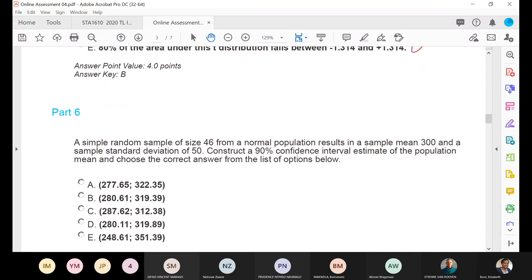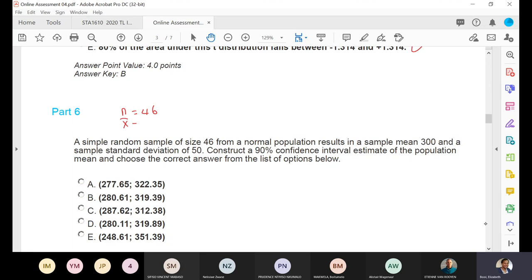Okay. A simple random sample of 46 from a normal population results in a sample mean of 300 and a sample standard deviation of 50. Construct a 90% confidence interval for the population mean. Choose the correct answer. So we are given our n of 46. We are given the sample mean of 300. What else are we given? Population or sample standard deviation? Sample standard deviation.